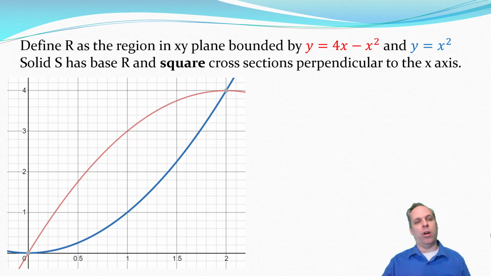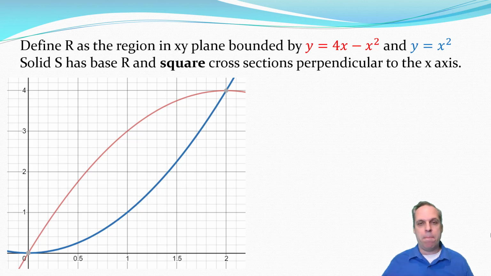Define the region R to be a region in the xy plane bounded by the two curves y equals 4x minus x squared and y equals x squared. The solid S is going to have that as a base, so the base is flat. And if you ever take cross sections perpendicular to the x-axis, when you take that cross section and chop it into the object, it will make a square. I want to know what is the volume of this particular solid.